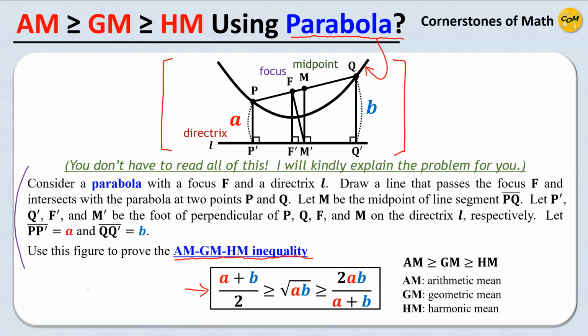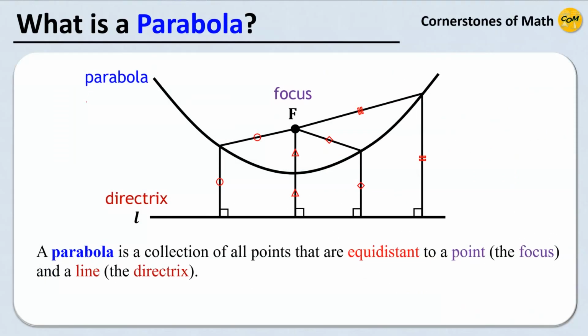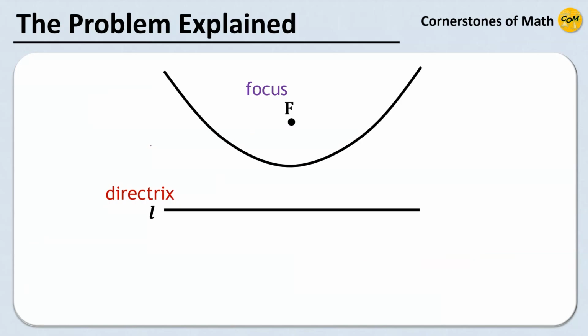But before we get to that part, we first have to properly define what a parabola is. And instead of the usual quadratic function characteristic of a parabola, let us use the geometric definition of a parabola. That is, a parabola is a collection of all points that are equidistant to a point called the focus and a line called the directrix. And this equidistant property will be crucial for our proof, which I am about to explain right now.